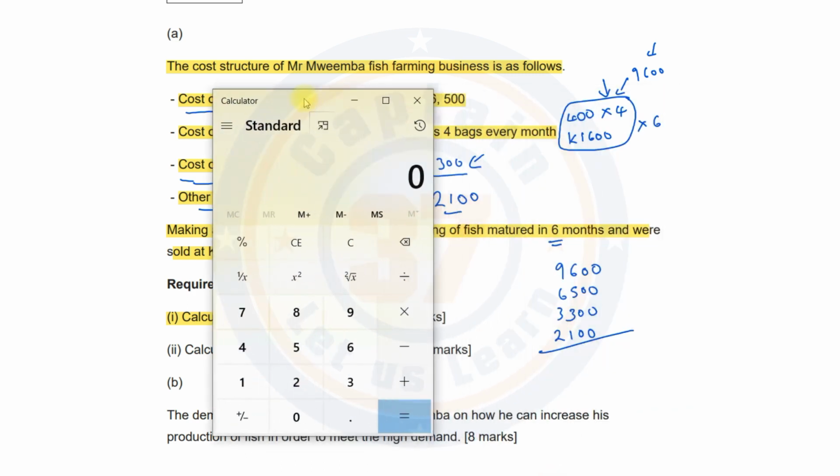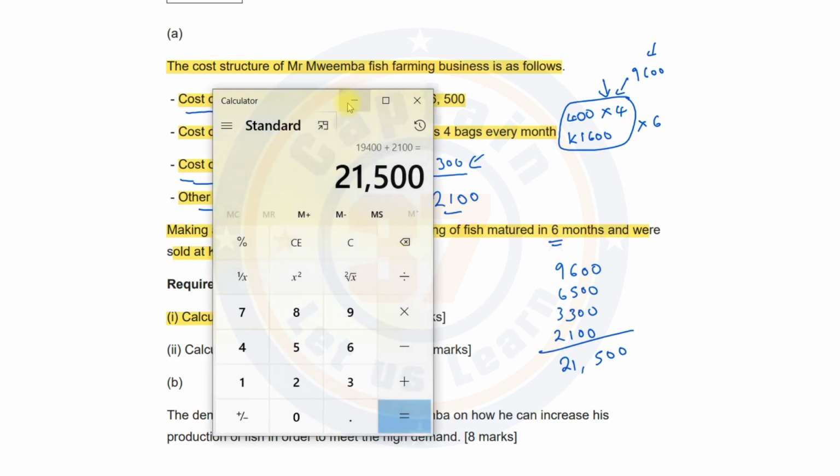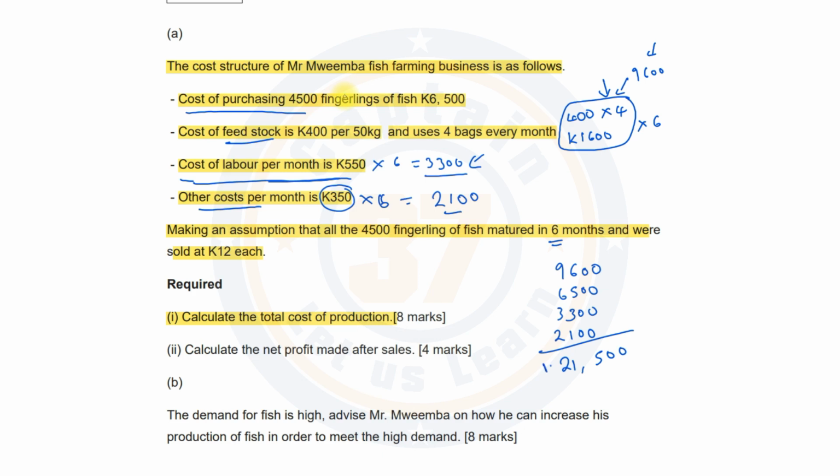So the calculator is up there. There's 9,600 plus 6,500 plus 3,300 plus 2,100. This gives us 21,500. Yes, 21,500. And this is the answer to this question.